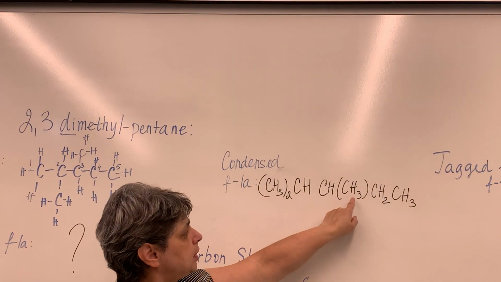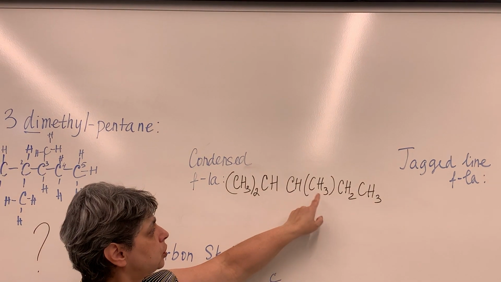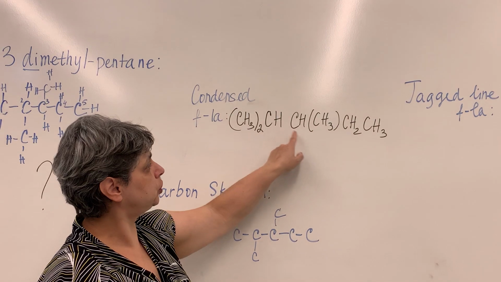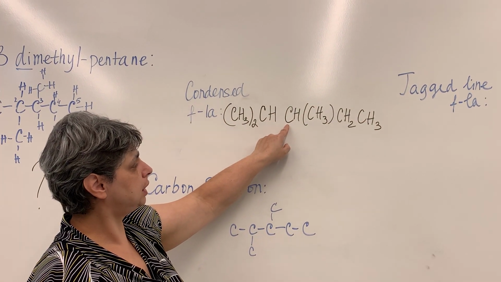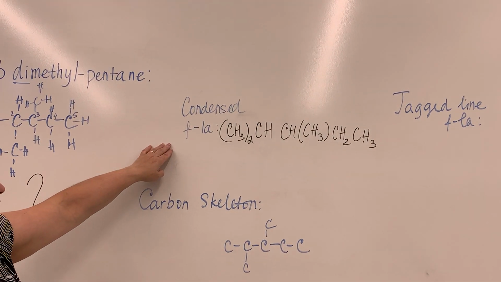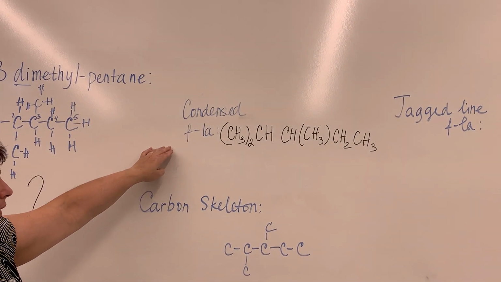So I put CH and then CH3 in parentheses, so that if you looked at this formula, you'd know that this CH3 comes off of this CH. And then we have CH2, CH3. So that's the condensed formula for 2,3-dimethylpentane.